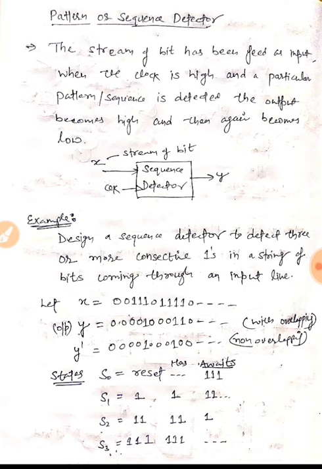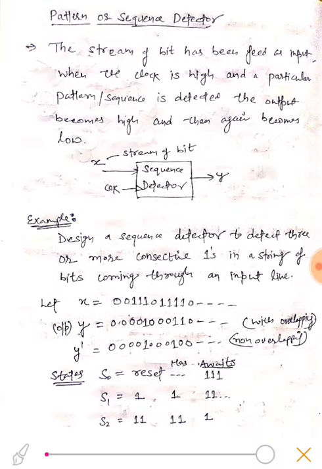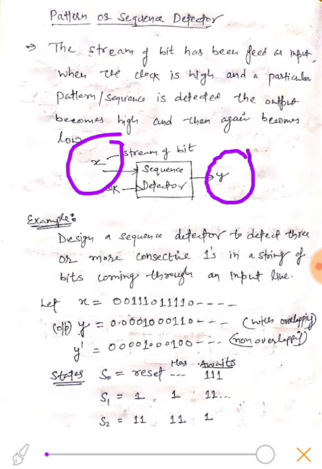So what is a sequence detector? It is nothing but a sequential circuit also, in which we will provide a stream of bits and get a certain output which will be high for a certain sequence. This output y will be high for a certain sequence. The stream of bits is fed as input when the clock is high. It will work only when the clock is high. If the clock is low, the sequence detector will not detect any sequence.